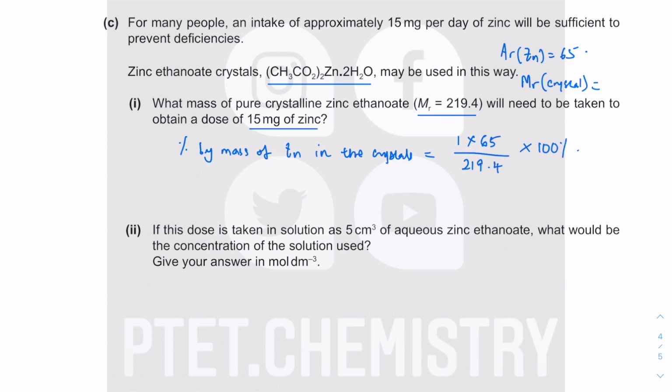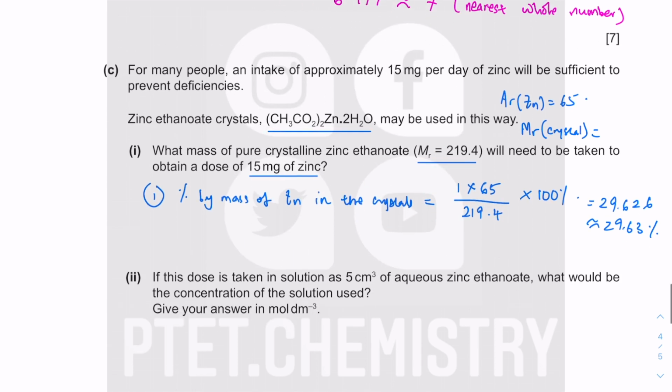So 65 divided by 219.4 times 100% gives me 29.6%. This is 4 sig fig, so maybe I can round it to 29.63%. But that is the percentage by mass of zinc in the crystals. What do I need? I need 15 milligram of zinc.